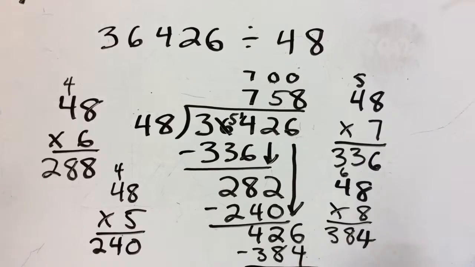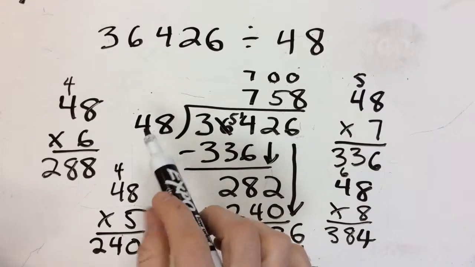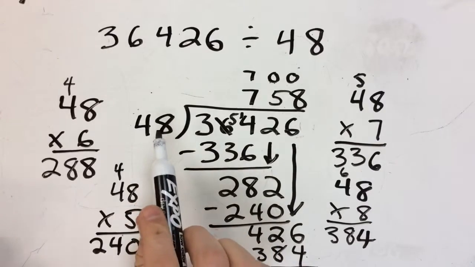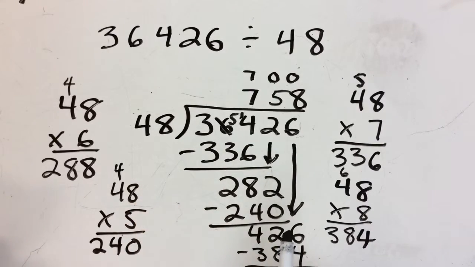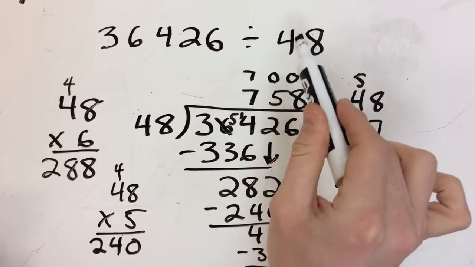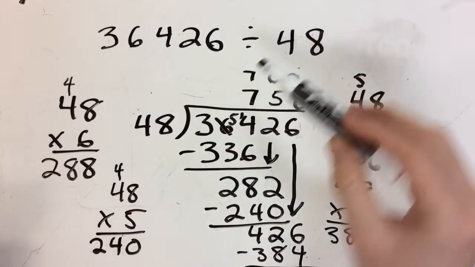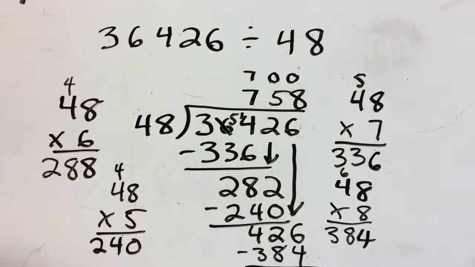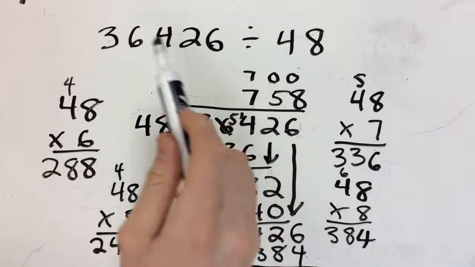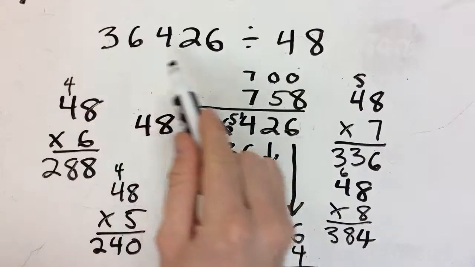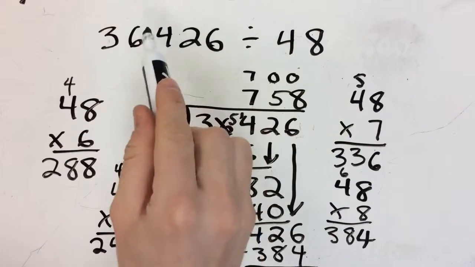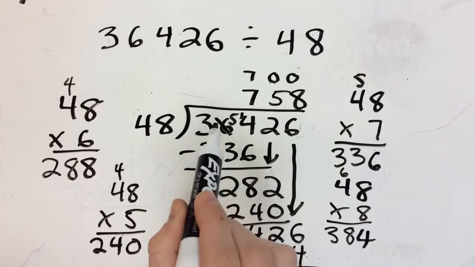And this process would continue if we needed it to. The point here is that estimation plays a central role in the long division process. And finding an estimate to the first answer gives us an approximate for our first step, which is often the most difficult.